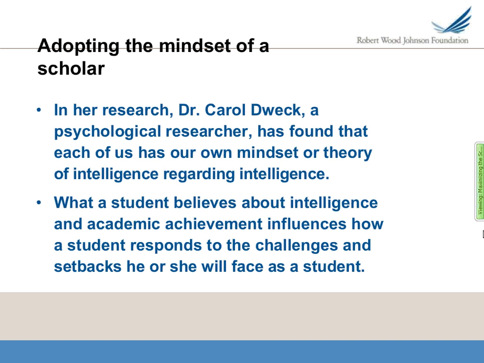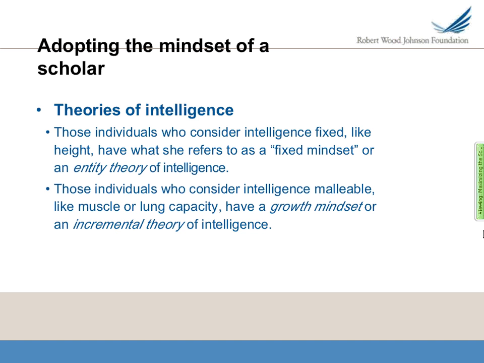Anyway, so Carol Dweck is a psychological researcher. She has this very interesting theory of intelligence and how people think about intelligence. It's very important how people think about intelligence because, for you as a student, it influences what you're doing right now within your studies and how you're reacting to your studies. So what Dweck says is there are basically two theories of intelligence. There's the entity theory of intelligence, which she refers to as a fixed mindset, and the incremental theory.